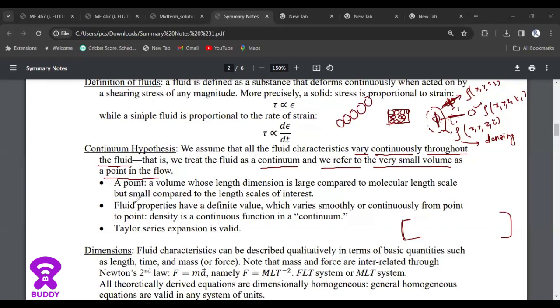And then we have a point, a volume whose length is large as compared to the molecular length scale, but is small compared to the length scale of interest. Wait, give me 1 minute. Let me check if I understand correctly. So continuum, it's basically that we assume there is no gap between the particles, so we can calculate the density in x, y, z, and t.